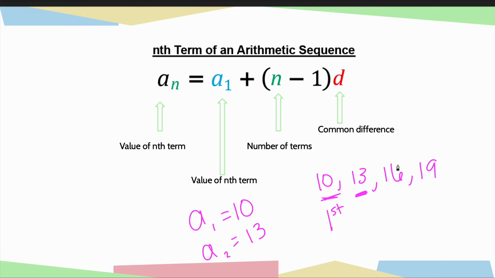I could keep going with that. 16 is my third term. So I would say A sub 3 is equal to 16. And then lastly, in this case, I would say A sub 4 is equal to 19 because that's the value of the fourth term. All right, awesome. Let's jump into some problems.